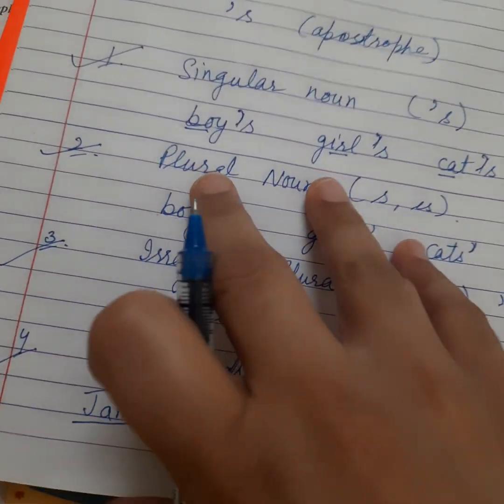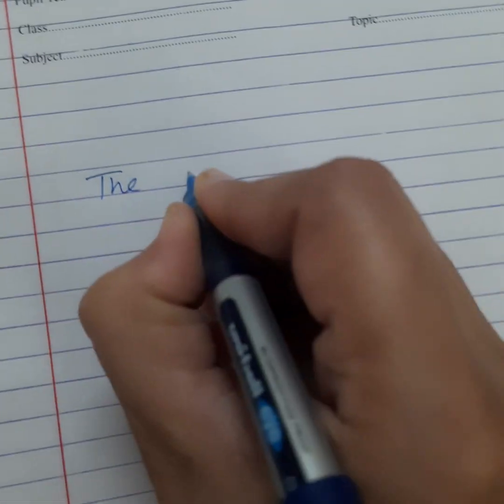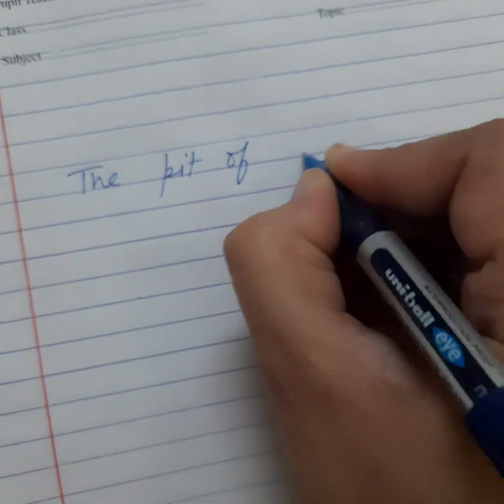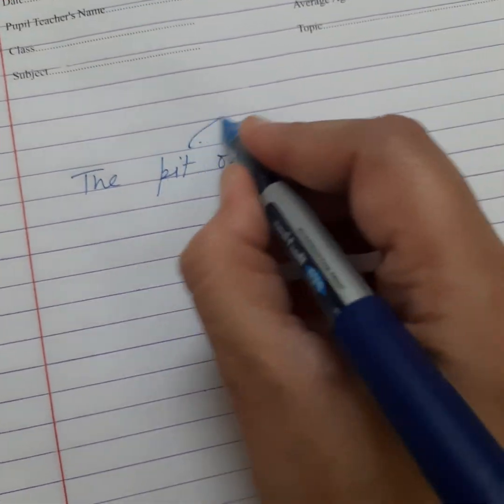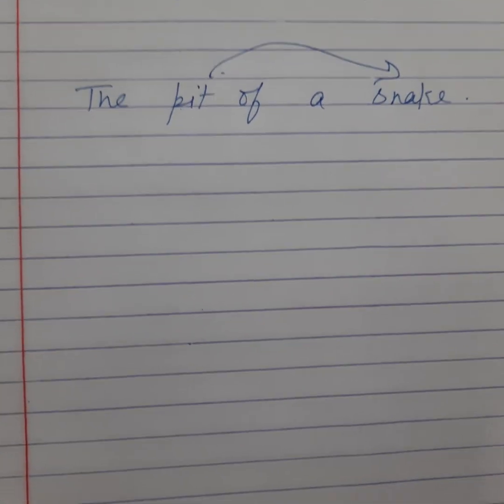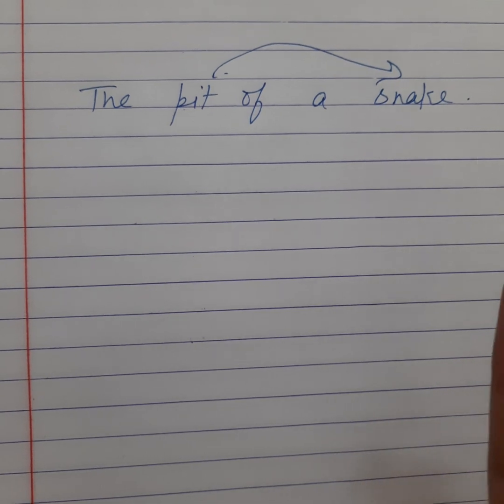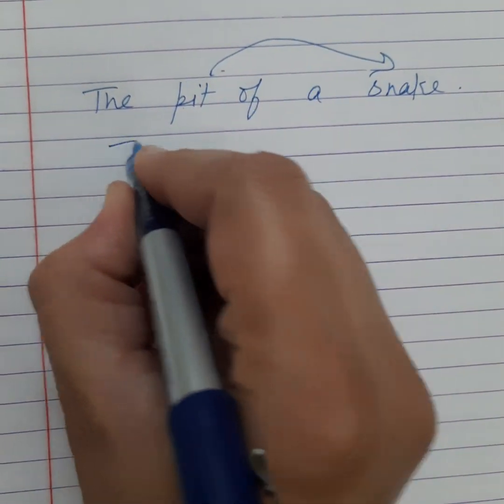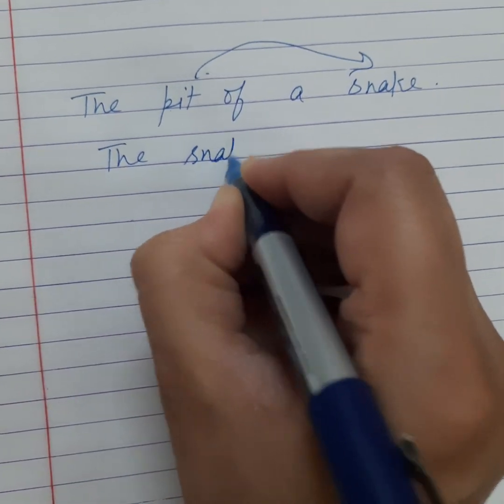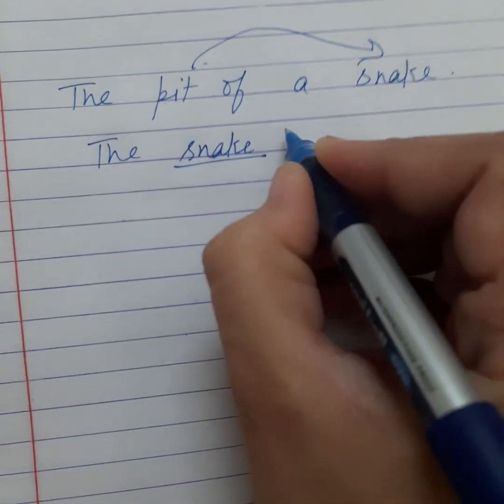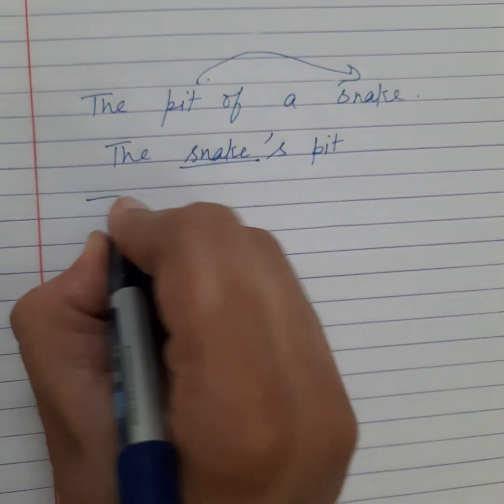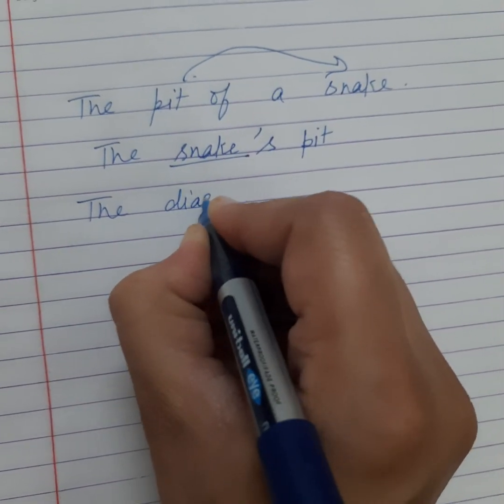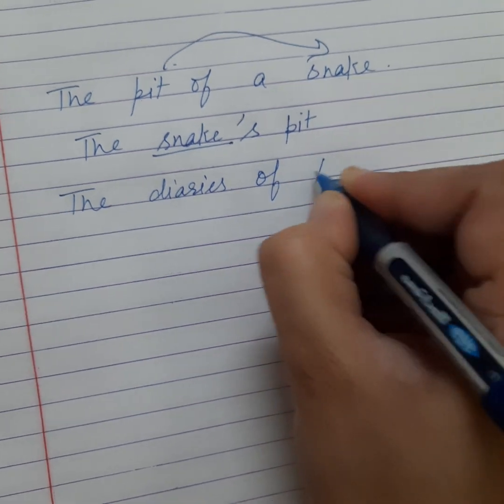For example, let's say the pit of a snake. The pit of a snake. This pit belongs to the snake. So how would we write it in possessive form? The snake's. Now snake is singular. The snake's pit. Same way, the diaries of teachers.